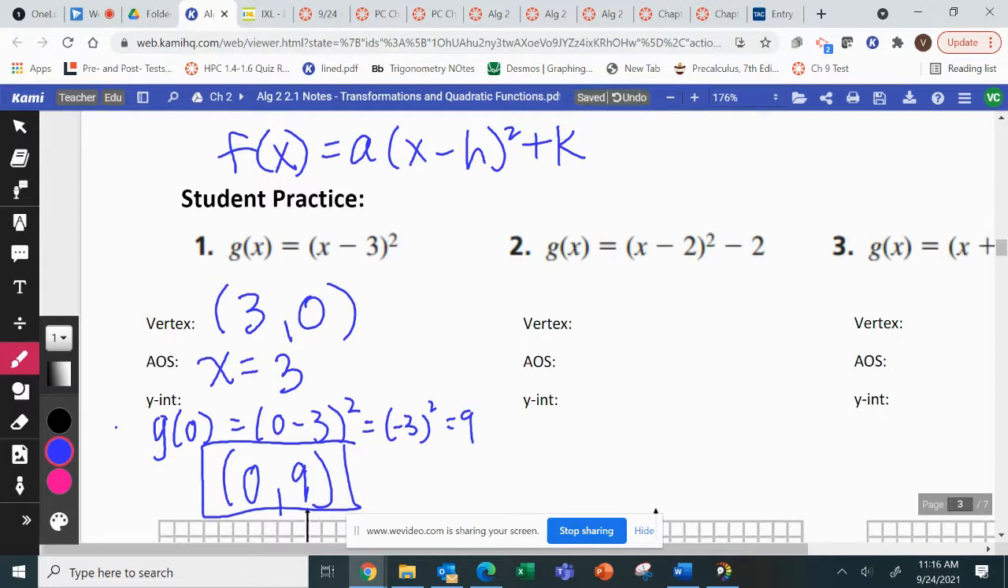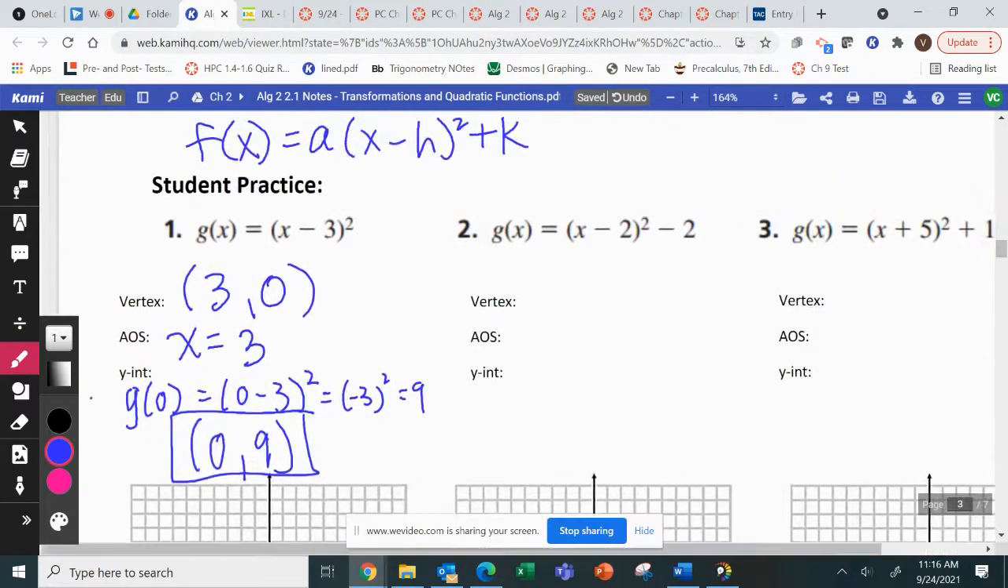Okay, number 2. We need our vertex. Evan, our vertex. What is the x value of our vertex? I'm on number 2. I'm circling, I don't know if you can see my little cursor moving. What is the x value of the vertex? 2 is correct. What is the y value of the vertex?